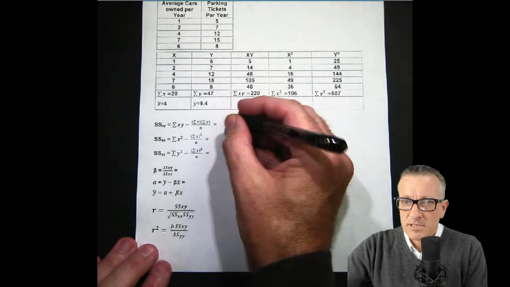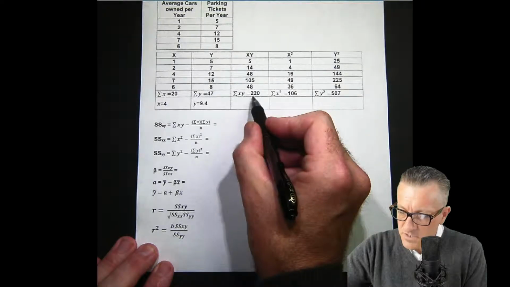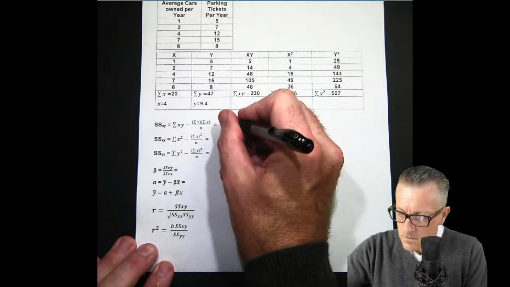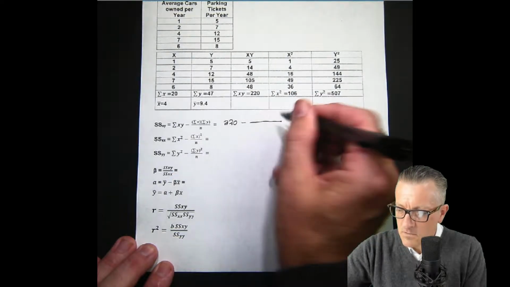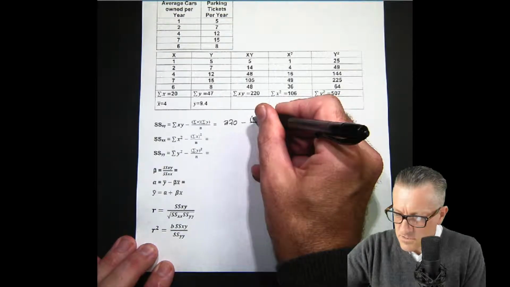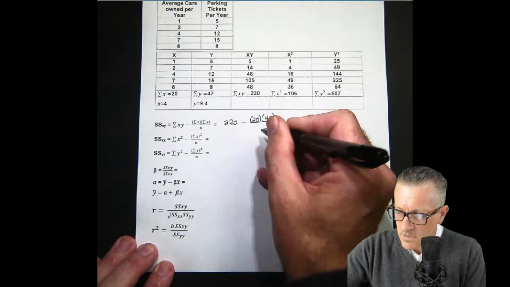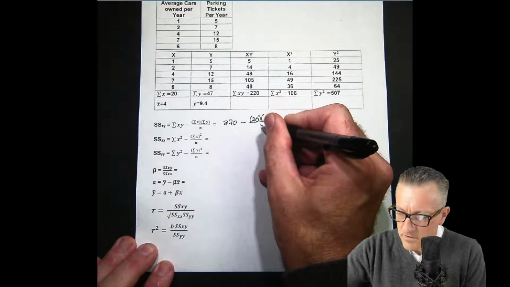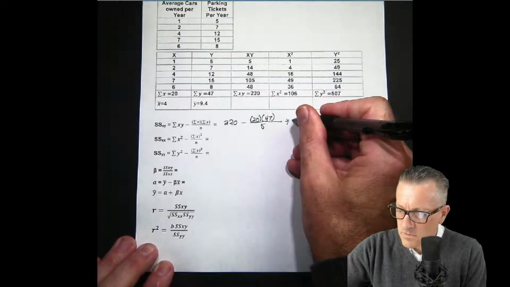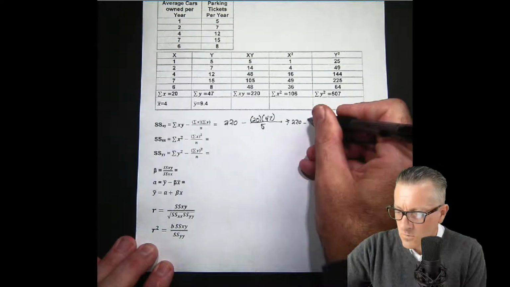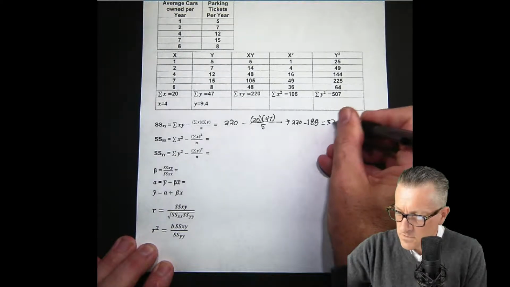Okay, for the first one, we want to fill in our pieces. It would be our sum of xy, which is right here, 220. Subtract this one. I'm going to draw this out. We end up with our 20 multiplied by 47, and that's over n, which is 5. We end up with 220 subtract 188, and that equals 32.